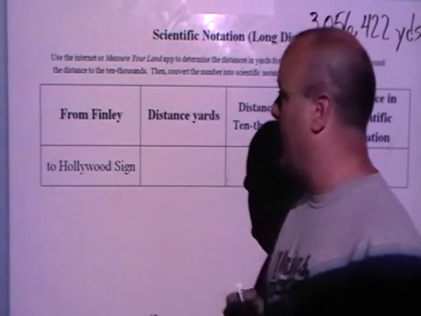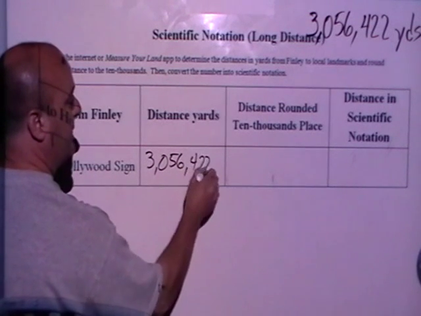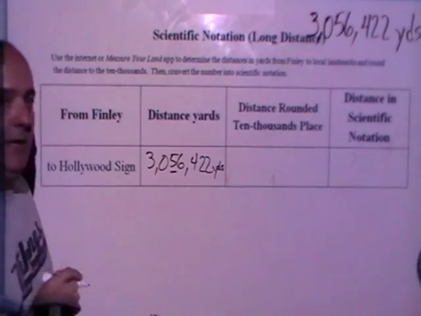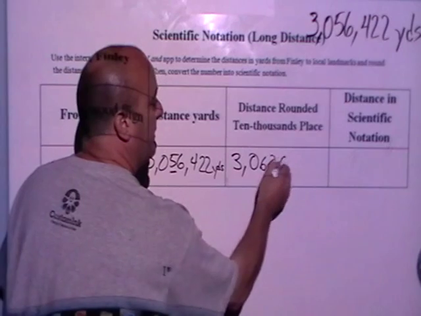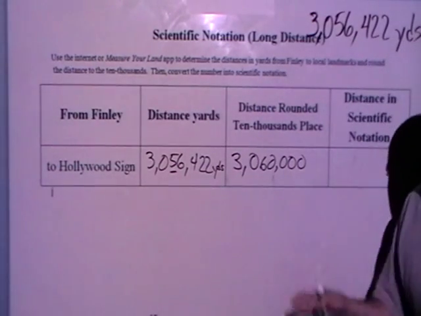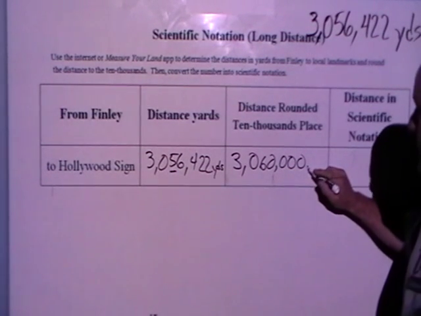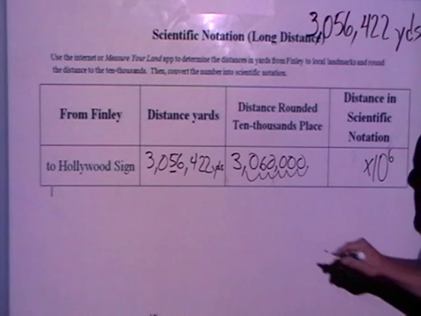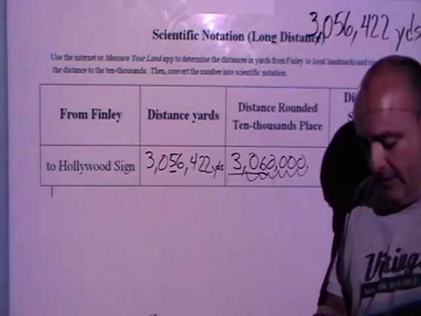Now, let's take that number and let's fill out our data sheet. So how far from Findlay to the Hollywood sign? Well, the distance is 3,056,422 yards. Now, we're going to take this number, we're going to round it to the 10,000ths place. We're going to round it to right here. So we have 3 million, and that 5 rounds up because of that 6, 60,000. And then we could take this number and we could put it in scientific notation following our rules and our patterns. Now, the decimal is right here. We simply move it to the left so that there's 1 digit left. 1, 2, 3, 4, 5, 6. I know my answer is going to be times 10 to the 6th power with the numbers, excluding the zeros at the end, 3.06 times 10 to the 6th power. And that is scientific notation.